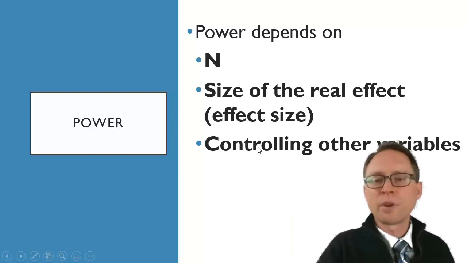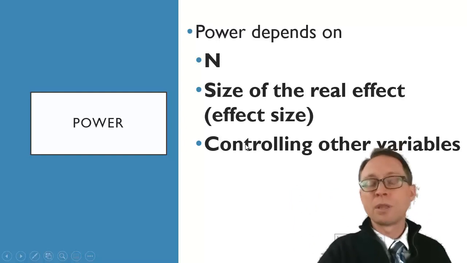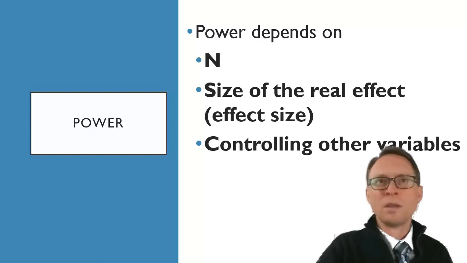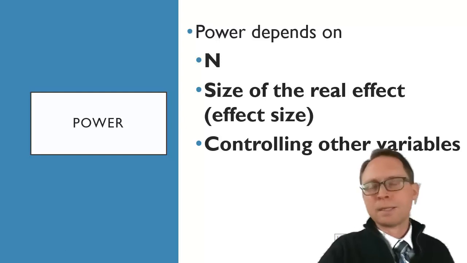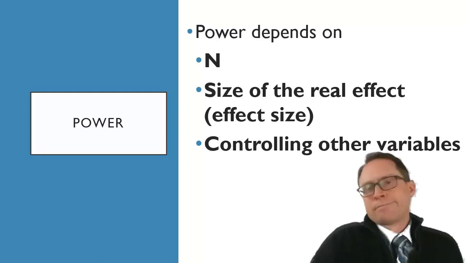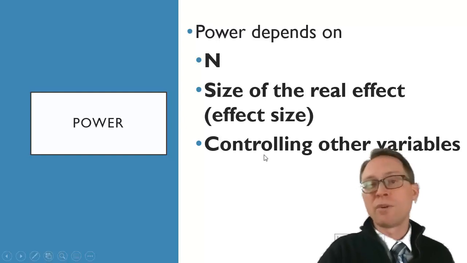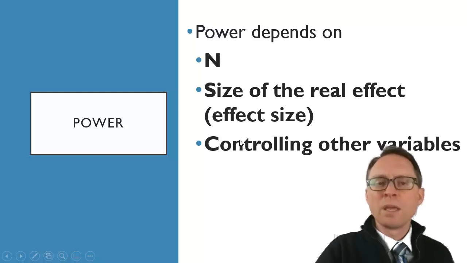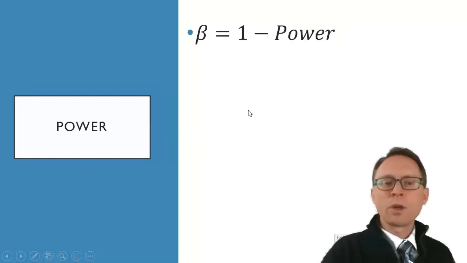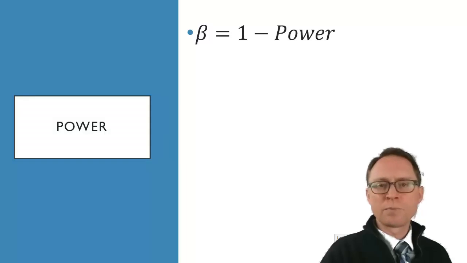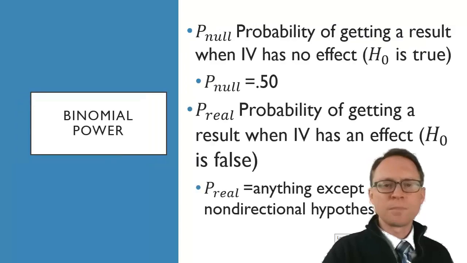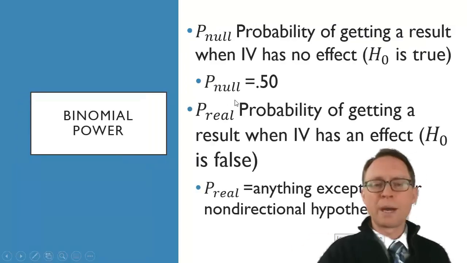The other is controlling for other variables. For example, if I was doing a love experiment, I would need to say people can't buy new outfits or do other things that might affect whether or not they fall in love with somebody else. So in statistics, we're going to worry more about N, how many people we have in the study, and the size of the real effect, called the effect size. Now we're going to be talking about power. We already know that power equals 1 minus beta, and beta equals 1 minus power. And this is what I was looking for, the binomial power.